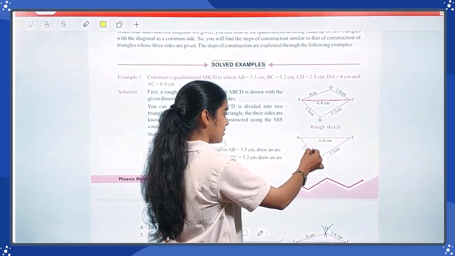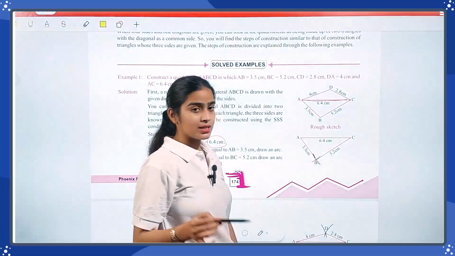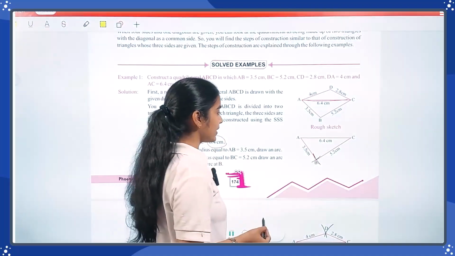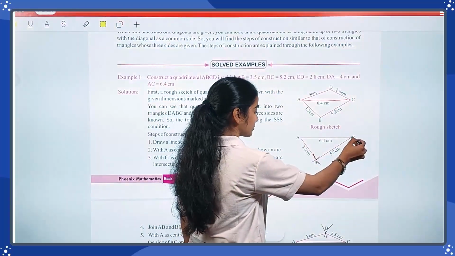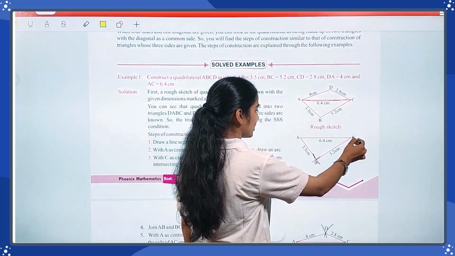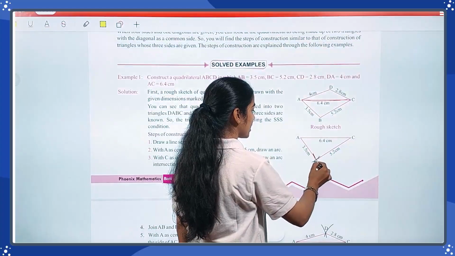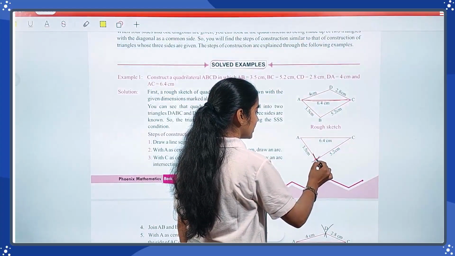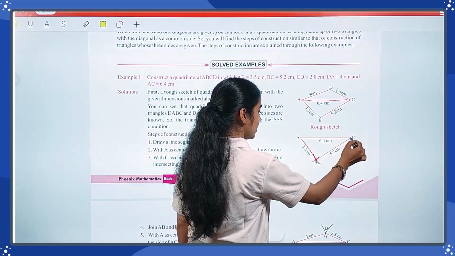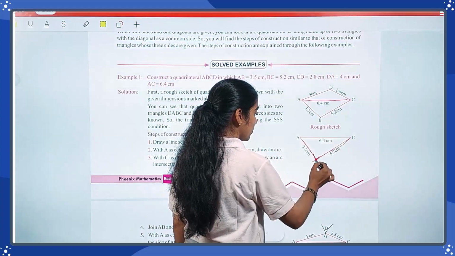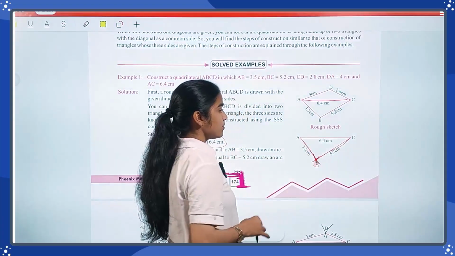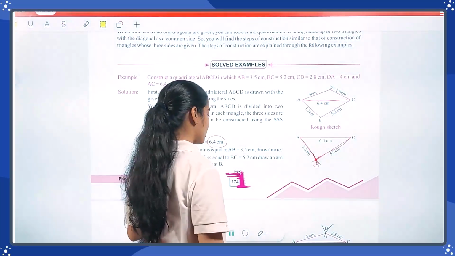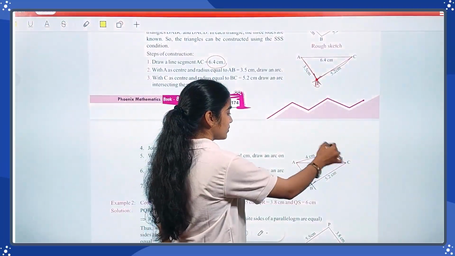Take your point A, mark an arc, open your compass till 3.7 centimeter. Then make your center C, take your radius 5.2 centimeter and mark an arc. Where these two arcs are intersecting, label it B and connect A and C to the point B.